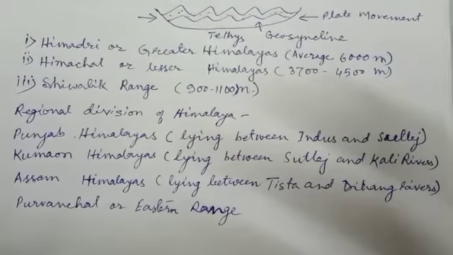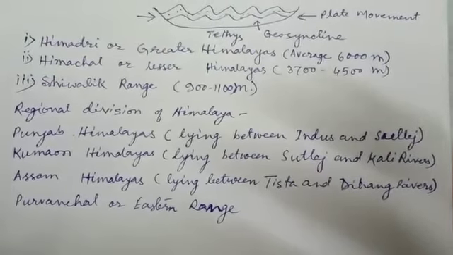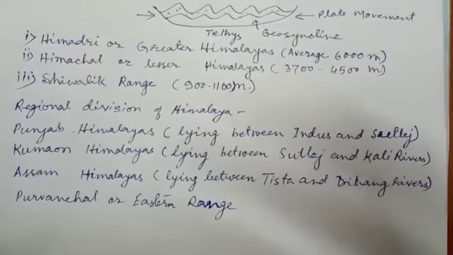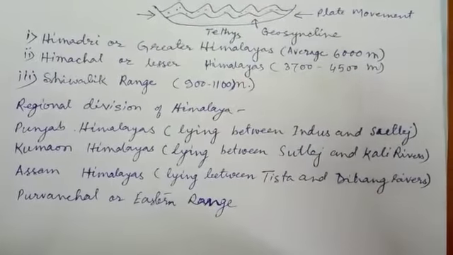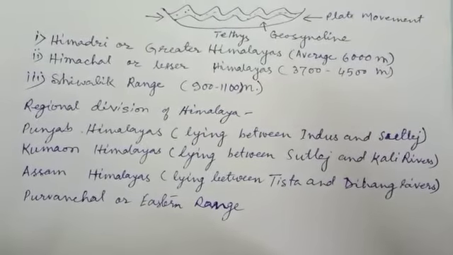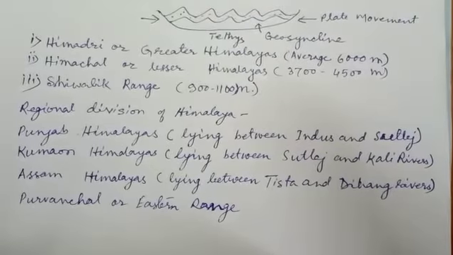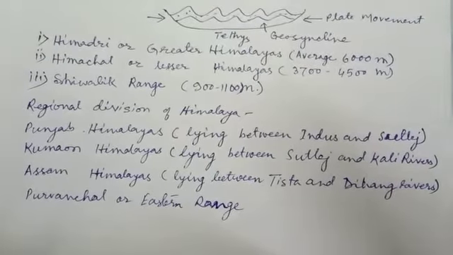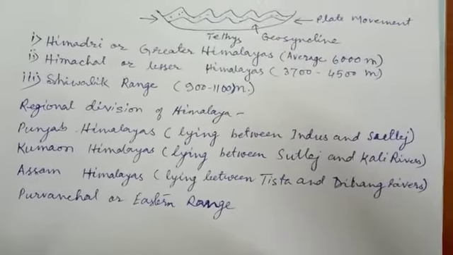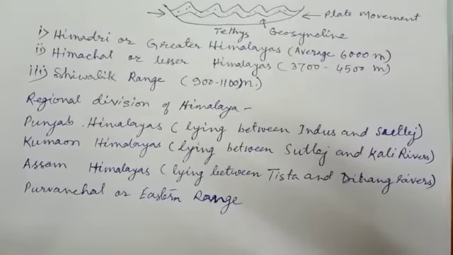Next one is Himachal. Himachal means Lesser Himalaya, where we can see some ranges like Pirpanjal, Dhauladhar, and Mahabharat ranges. Here we can see hill stations like Kashmir, Kangra, Kulu, Mussoorie, Nainital, and Ranikhet. And here the average height of the mountains is 3700 to 4500 meters.